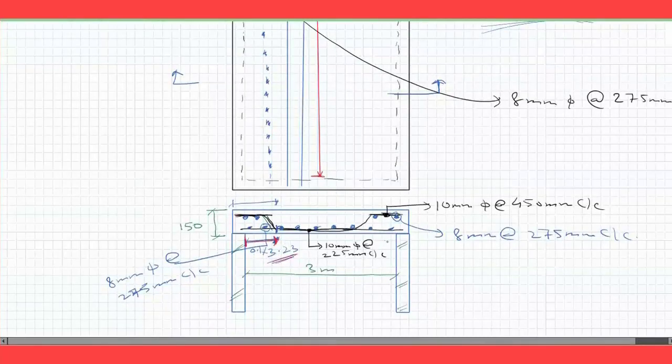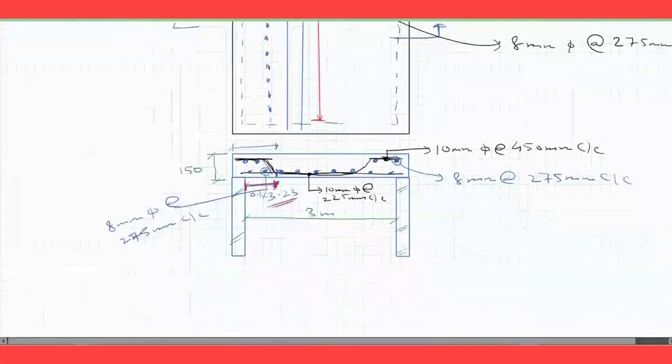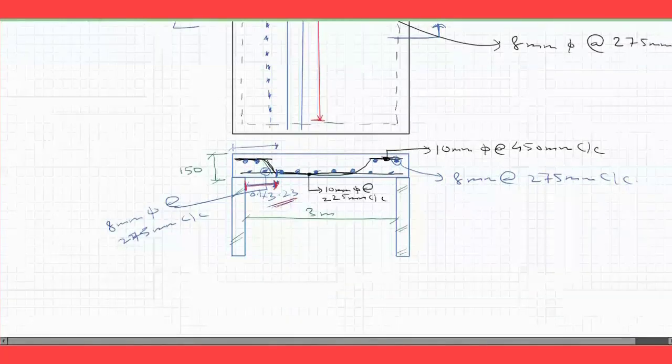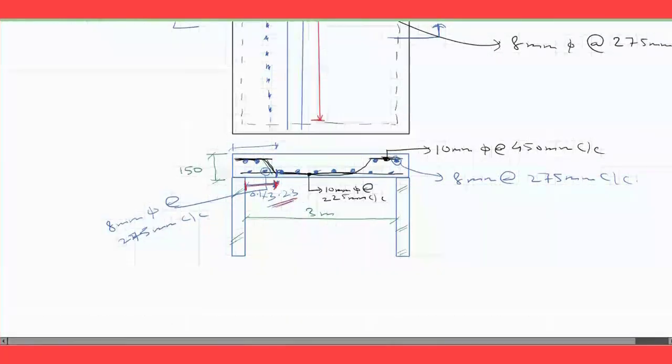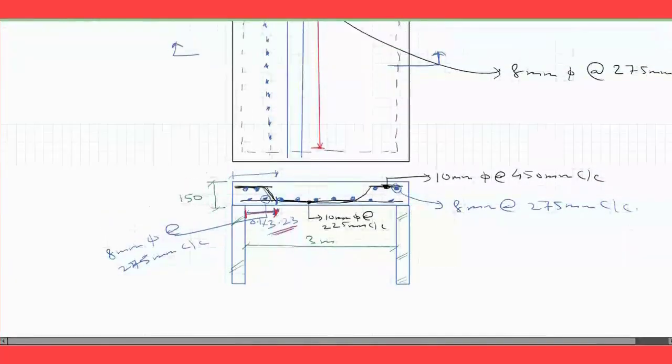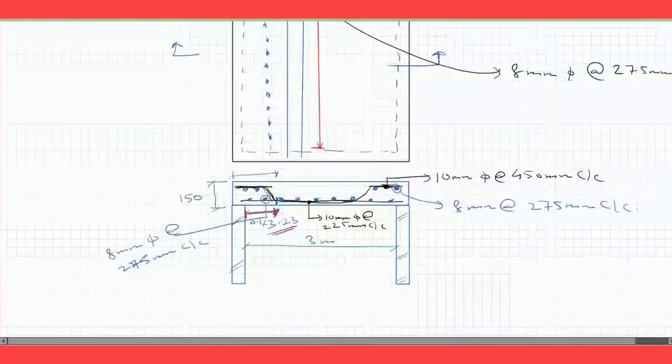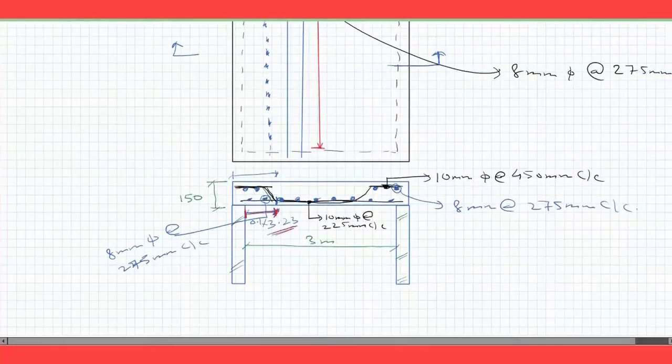Sir, in the crank section, we have to provide the secondary reinforcement both at the bottom and the top. Yes, yes, both at the bottom, also at the top. And sir, while looking at this diagram, it feels like the slab is lying on the walls. Sir, how do we ensure that it won't fall against the lateral loading?